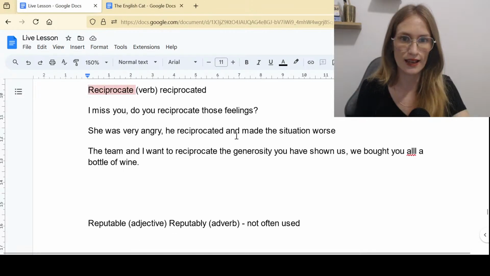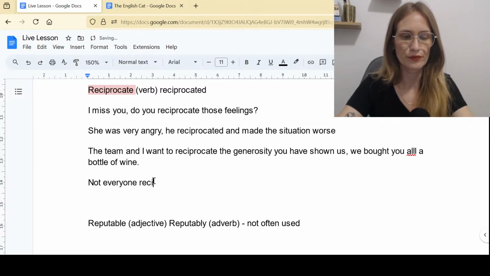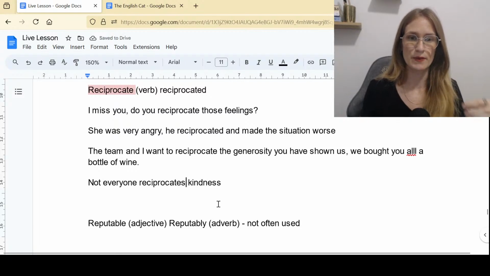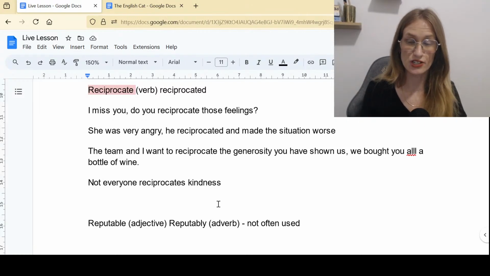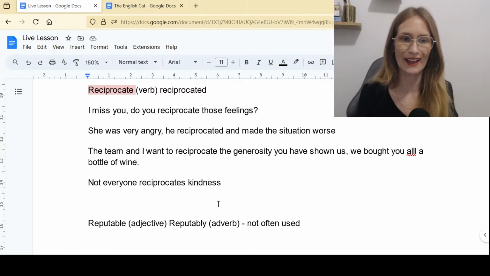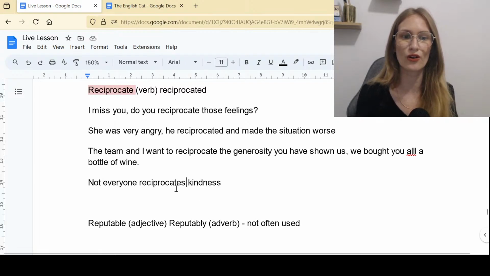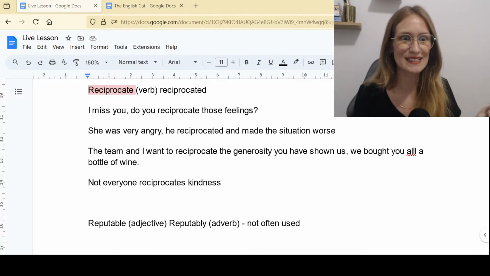So Miranda said, not everyone reciprocate kindness. This was Miranda's example. Now we need an S in there because it's a general term, everyone. So reciprocates kindness. If it was one person, he doesn't reciprocate kindness. But as we're talking about everyone, it needs to be not everyone reciprocates kindness. Good, really nice example. And I agree, not everyone does reciprocate kindness. We need more kindness in the world.